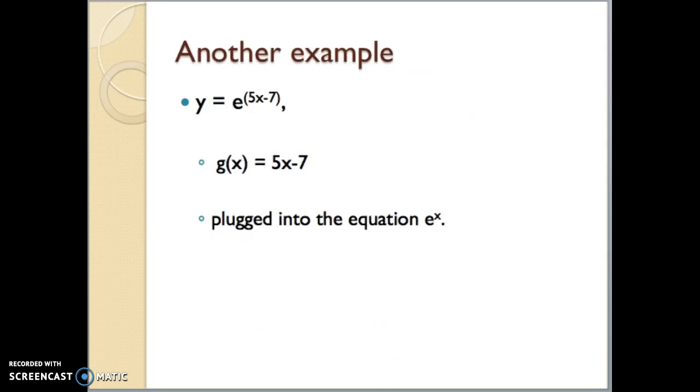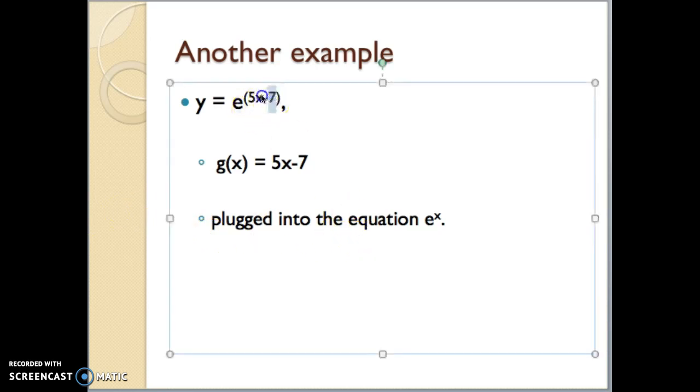So another example, if we had e raised to the 5x minus 7, then the inside function, the g of x, is the 5x minus 7 part, and that is plugged into the equation e to the x. So here we see this piece, the line 5x minus 7, is plugged into the function e to the x. And so again, we would expect the change in y to depend both on the 5x minus 7 piece and the exponential part of the function.